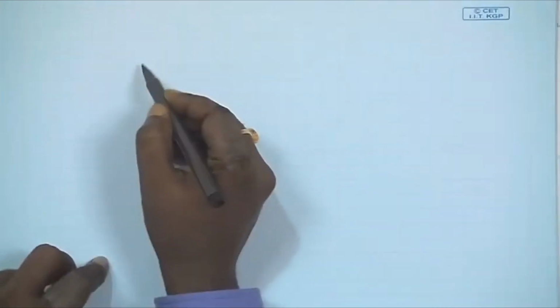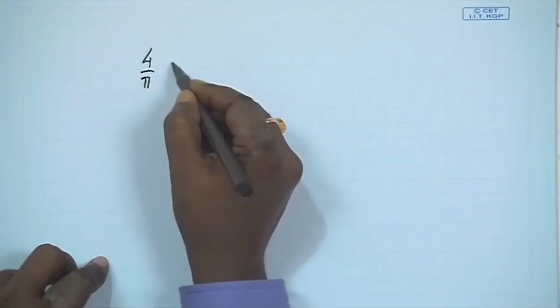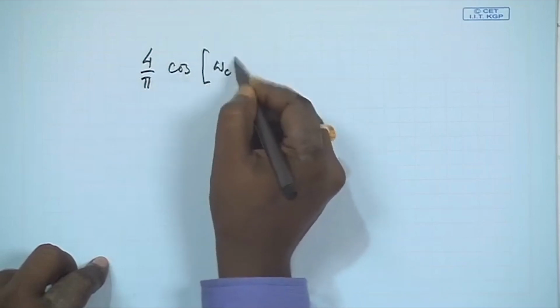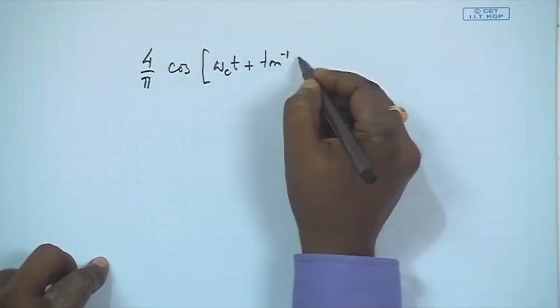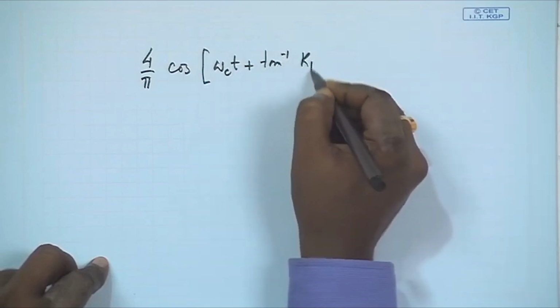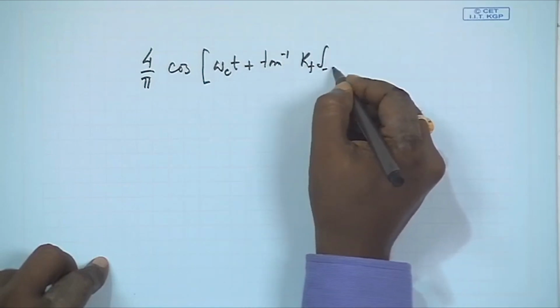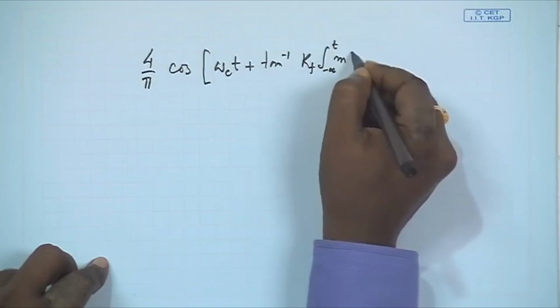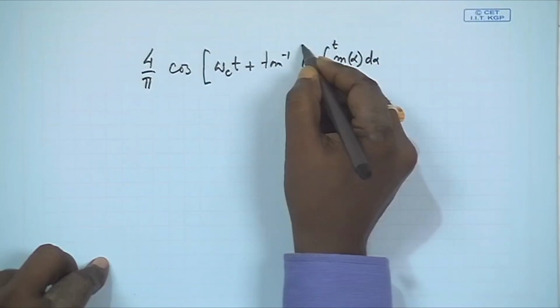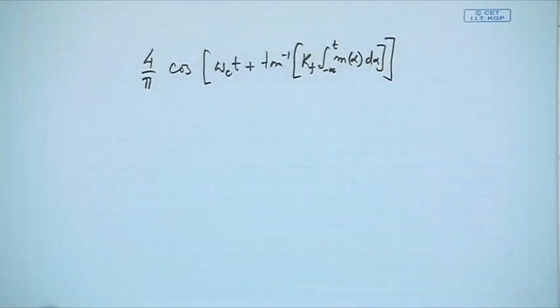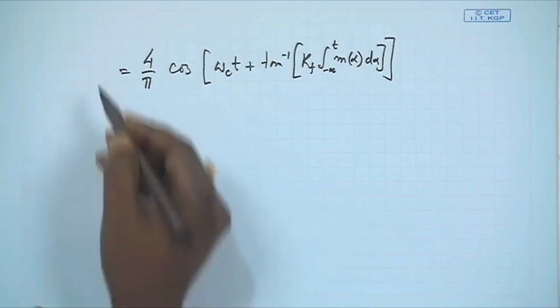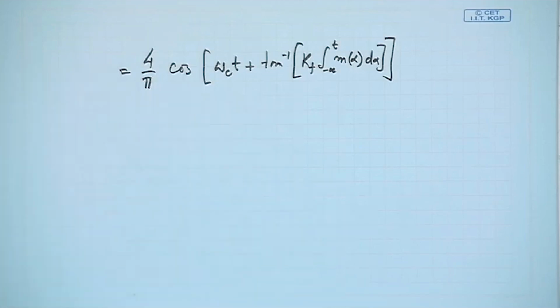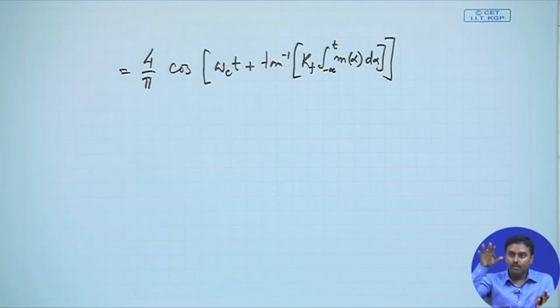Whatever I will be getting will be nothing but 4 by pi cos omega c t plus, in actual, tan inverse of kf integration from minus infinity to t of m alpha d alpha. This is what I will be getting after passing it through a hard limiter and band pass filter.